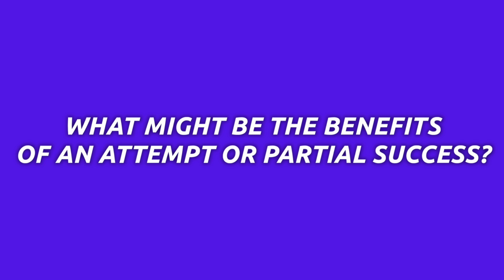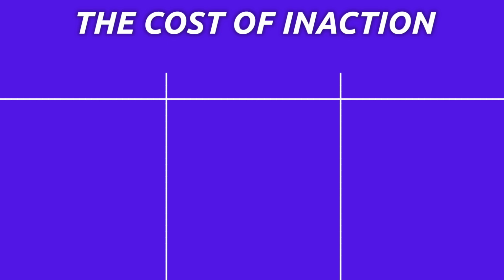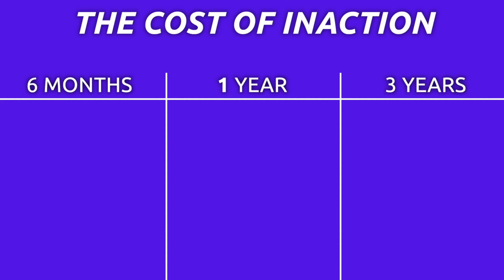And then in the third part, which is just a sentence basically, you write what the benefits might be if you get partial success. And the last section is the cost of inaction. So here we have 3 columns. What would be the cost of not doing this within 6 months, 1 year, and 3 years?